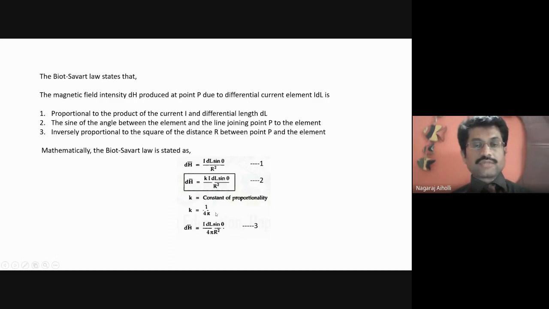Then dH bar, if we substitute k as 1 upon 4 pi, we get dH bar is equal to I dl sine theta, k value is 1 upon 4 pi, so I dl sine theta by 4 pi r square. Correct. dH bar is I dl sine theta divided by 4 pi r square. Take it as equation number 3.